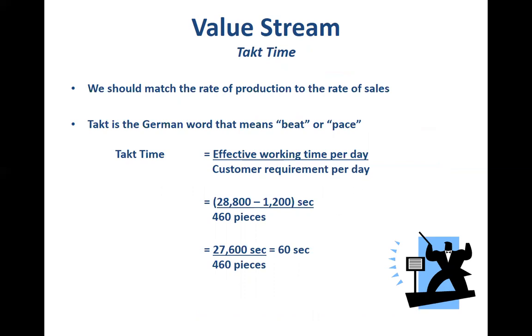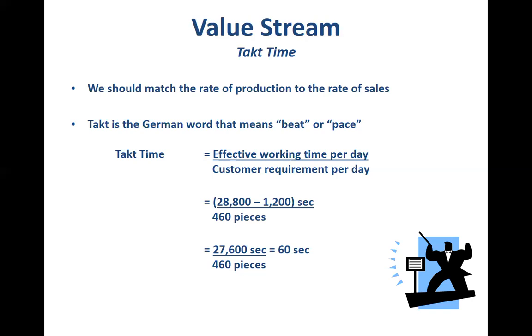What is the rate of production that is needed? And in organizations, one of the very important thing to keep in mind is that when we are trying to make an organization efficient and effective, the objective should be to match the rate of production with the rate of sales. So we have this concept of takt time, where takt is a German word that means beat or pace. And that determines at what speed the entire production should be making products. So here, takt time can be calculated by looking at what the effective working time per day is and dividing it by the customer requirement per day.